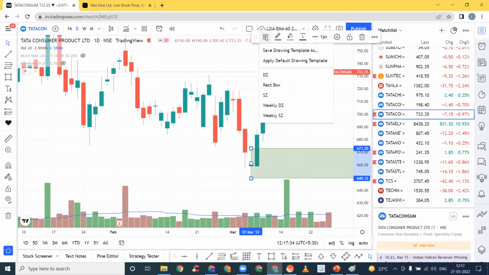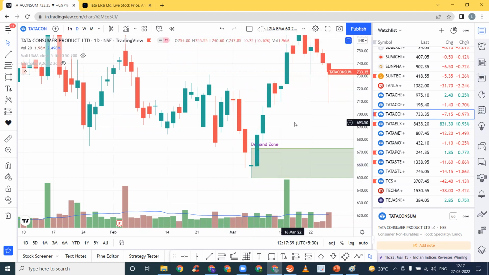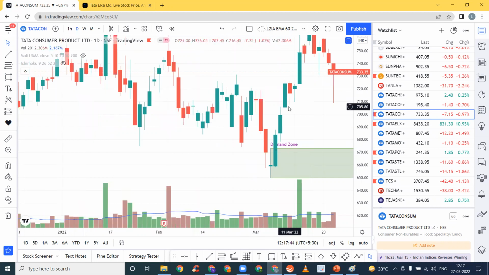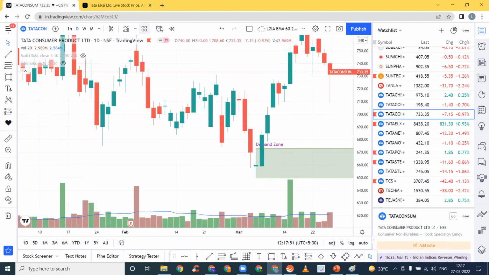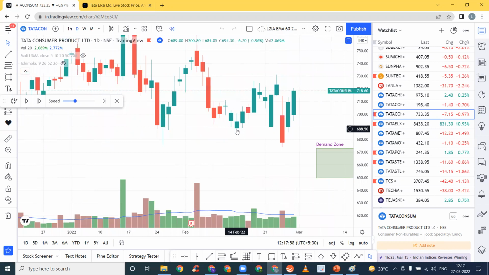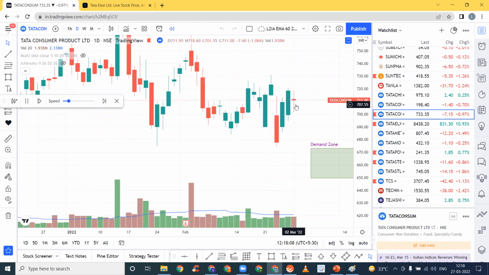I am drawing a demand zone. This is on my daily chart, so it is a DZ. So here is my demand zone. What do I do? I wait patiently for the stock. The stock has gone up. I have marked my demand zone here. So from here, I'm watching my stock now. Here is the starting.